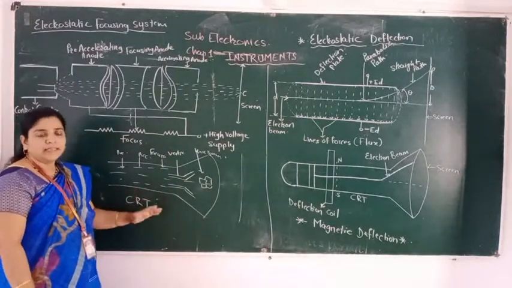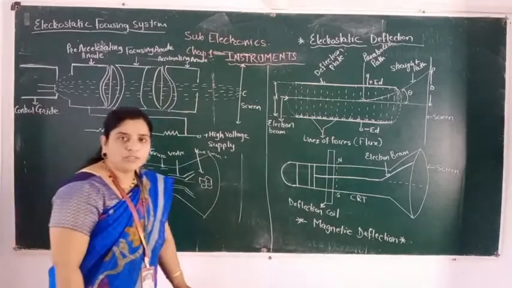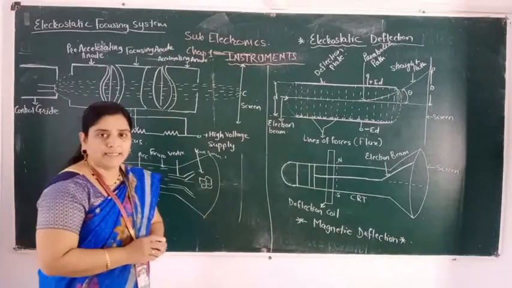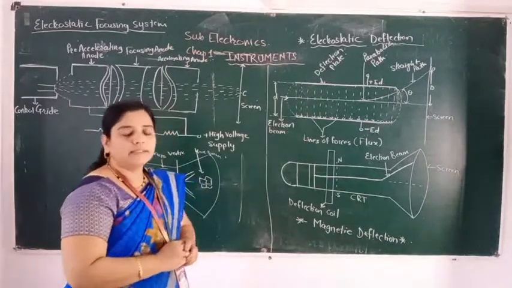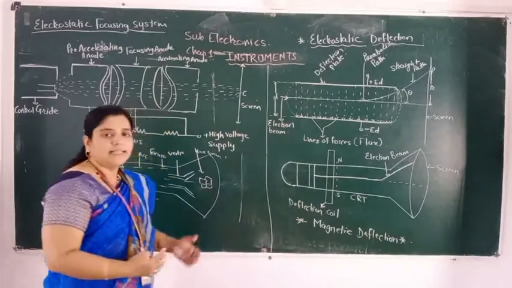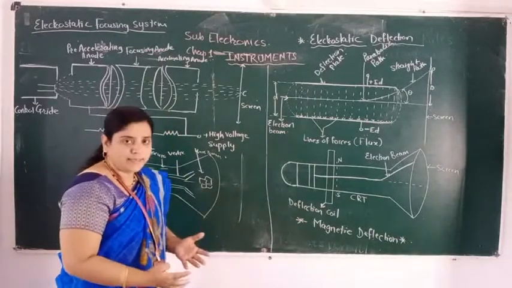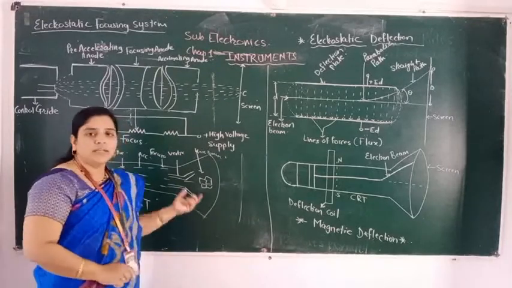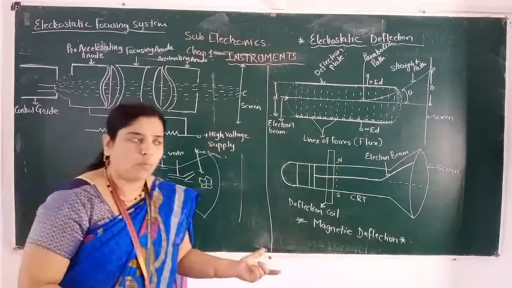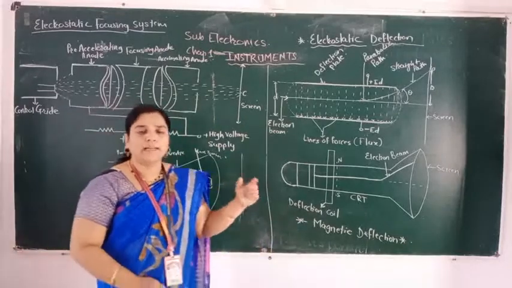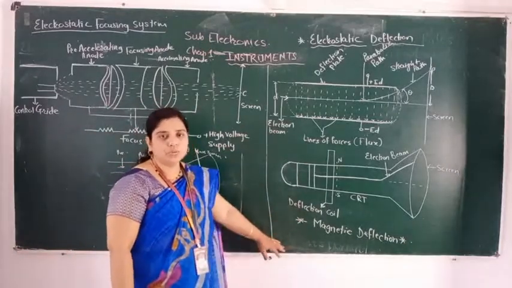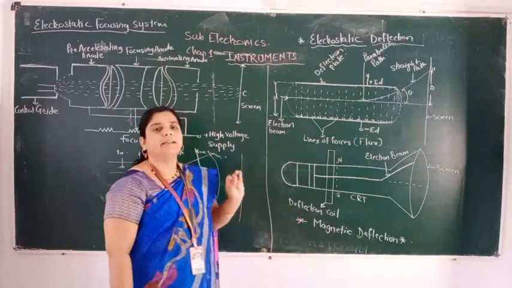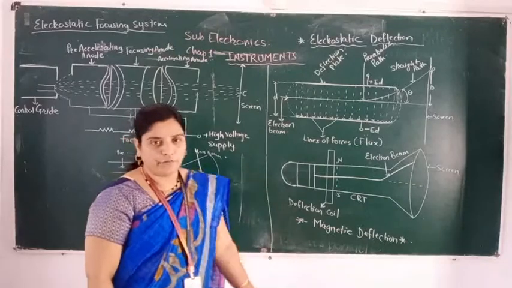In the previous days, CRT was used in televisions. Tube televisions were there, isn't it? In the previous days. Now TVs are LCDs and LEDs. CRT is not used in the televisions. CRT is only used in the cathode ray oscilloscope, that is the CRO, and that oscilloscope is used for measuring voltages, frequencies and observing the various waveforms.